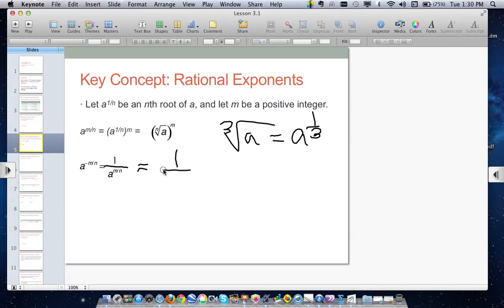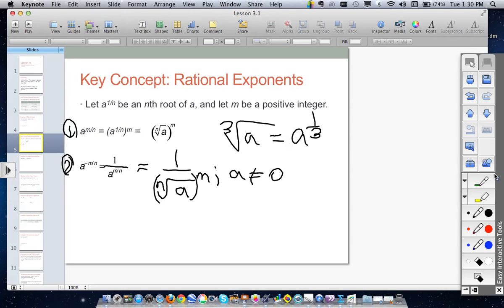1 over n root of a raised to the nth degree, and a cannot equal 0. For some reason, when I copied over the slide, it didn't copy over the rest of the information. So here's the rest of the formula. So you have this one right here, and then you have what it is if your exponent is negative. So like I said, pause if you need to copy it down. If not, we are moving on.